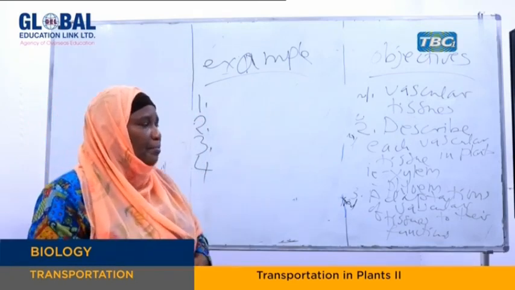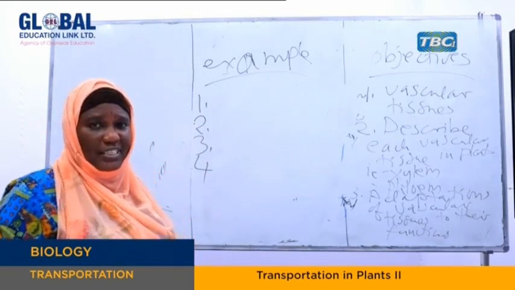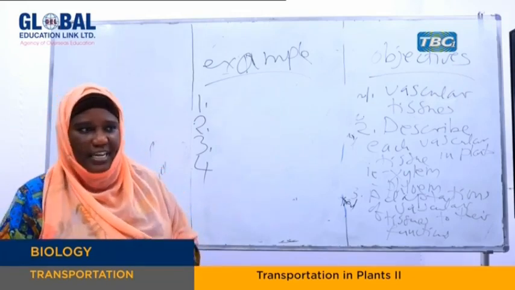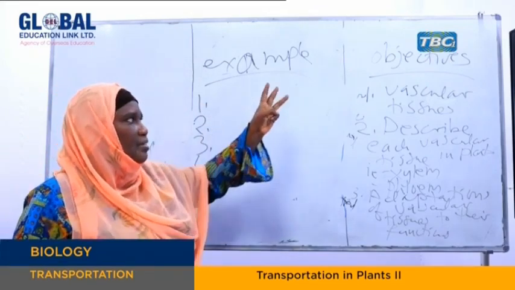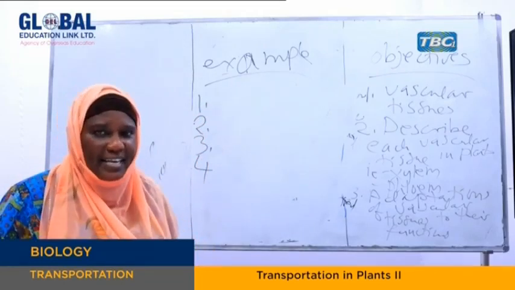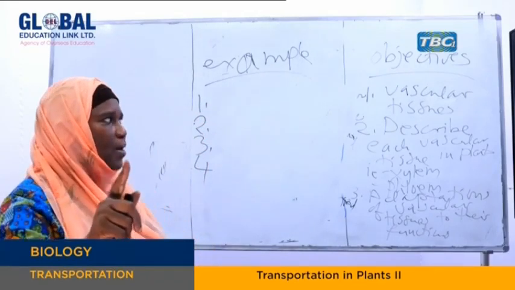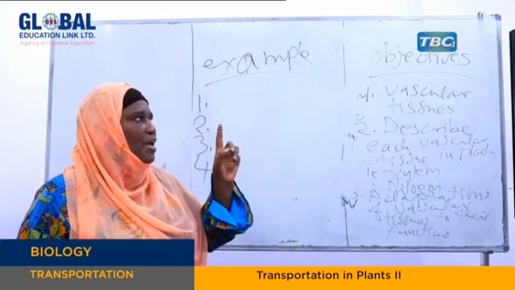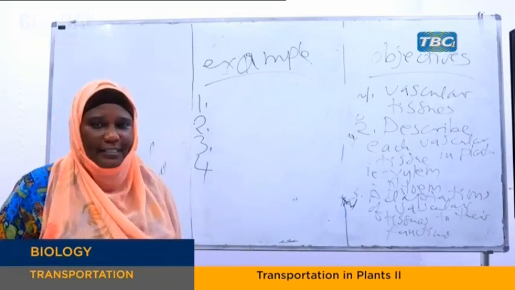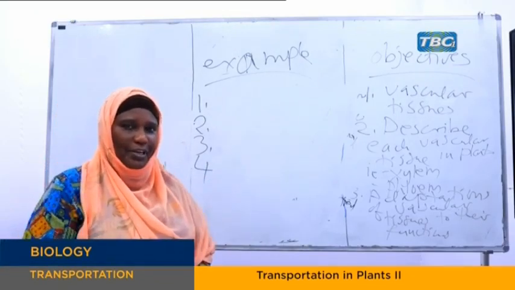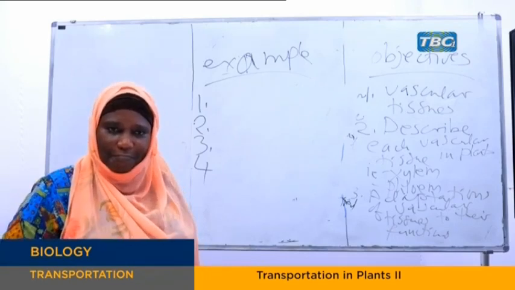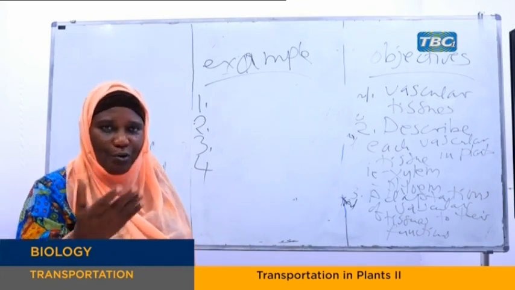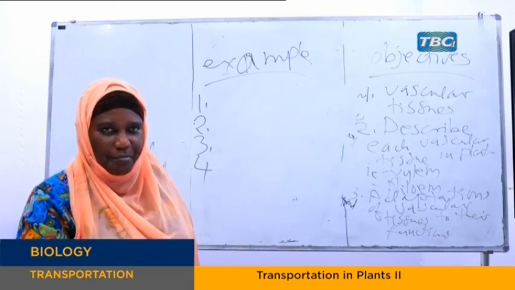Okay, after reaching here, you can now assess yourself. We said that by the end of my presentation, three objectives should be attained. Objective number one, I said you should be able to identify vascular tissues in plants. Now ask yourself, have you managed to identify the vascular tissues in plants? I think you can do it. That is xylem and phloem.